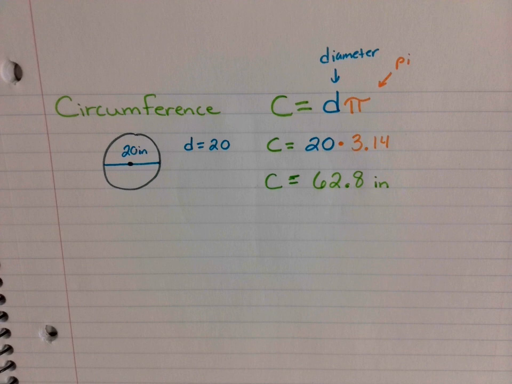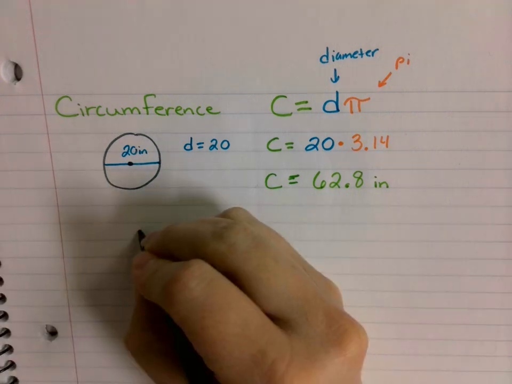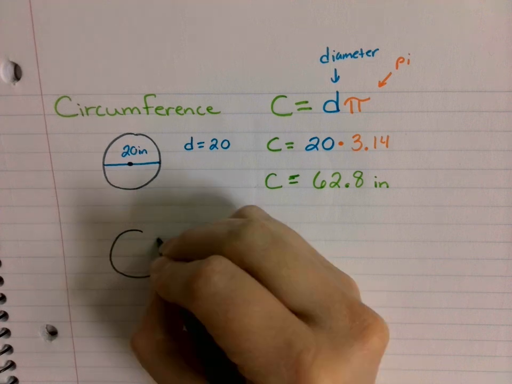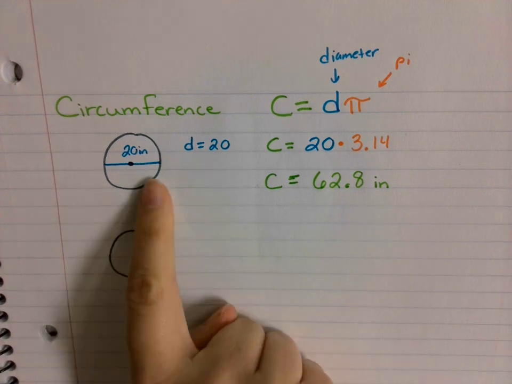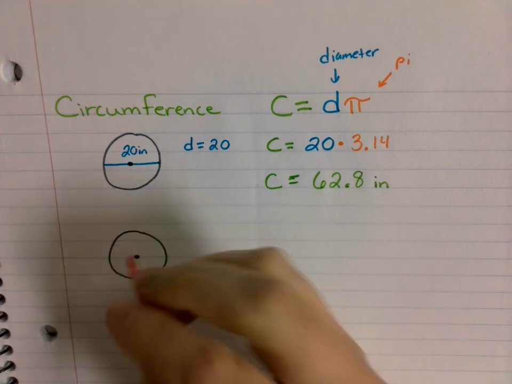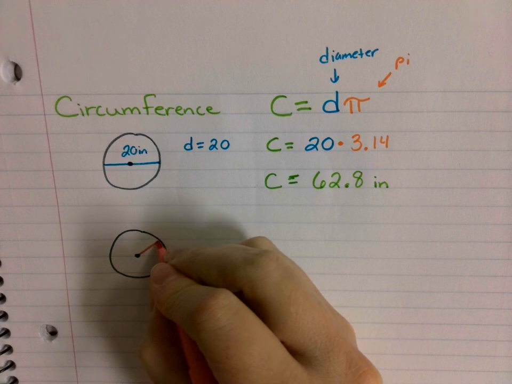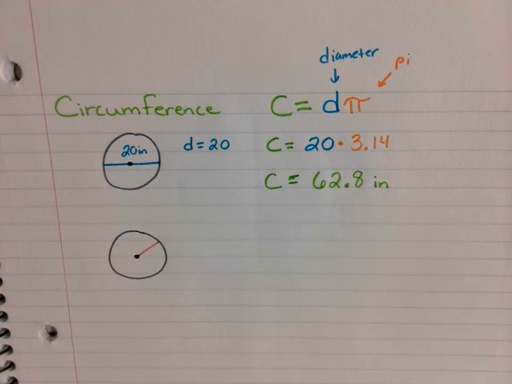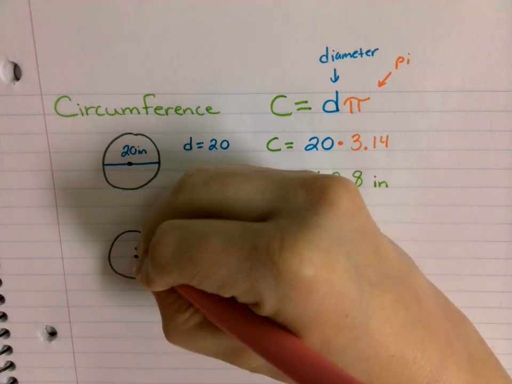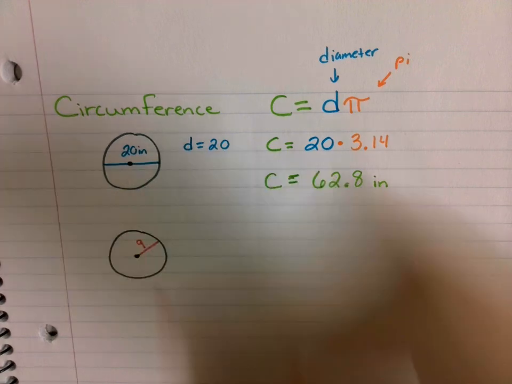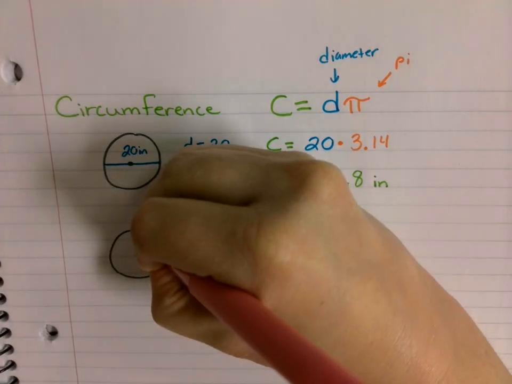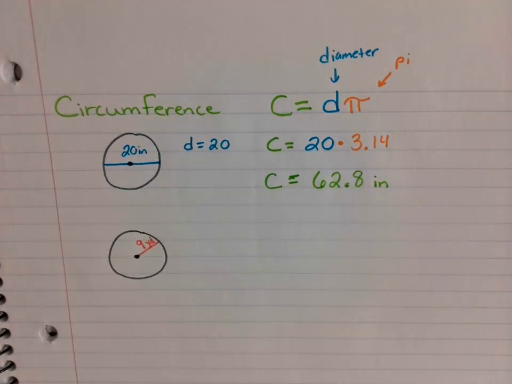Now, let's say that I'm given a circle, but instead of being given the diameter, I'm told only the radius. So let's say that the radius in this case is 9 yards. So I'm being told now that the radius is 9 yards.